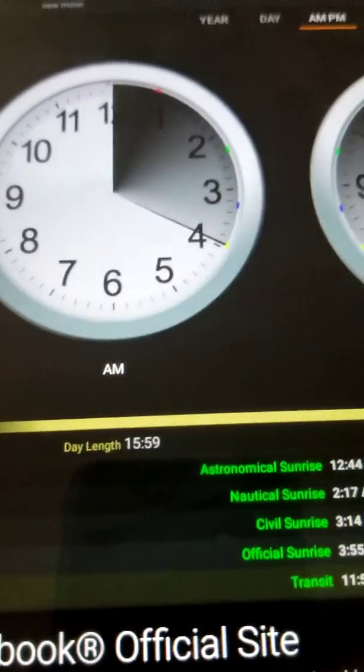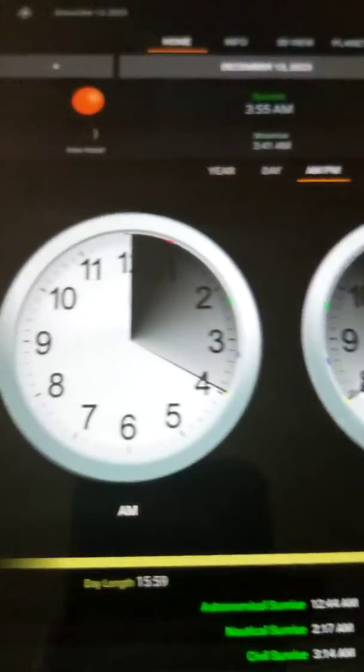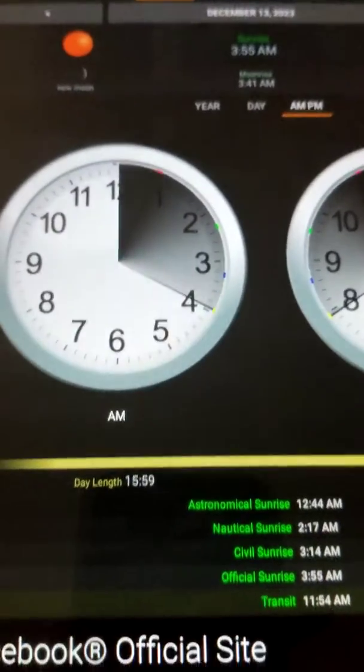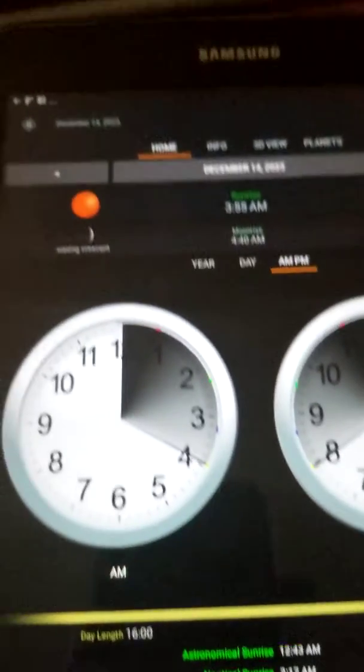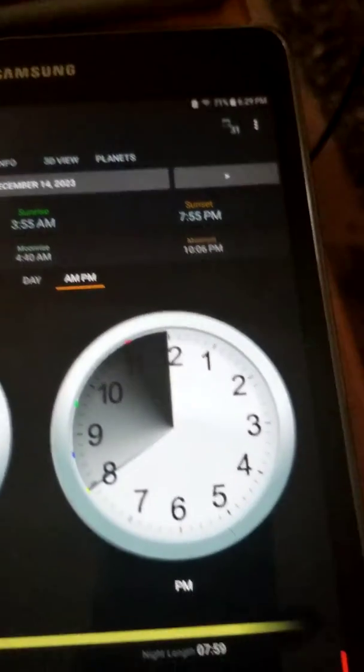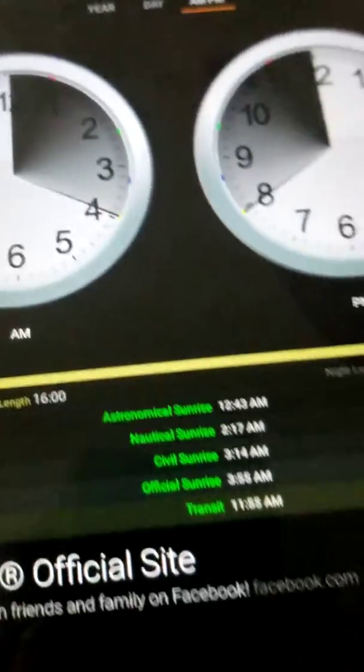There we go. 16 hours day, 8 hours night. This is exactly what I want to see. I go forward, 16 hours a day. It was a change by a minute. So I know that this is the first day of the week.